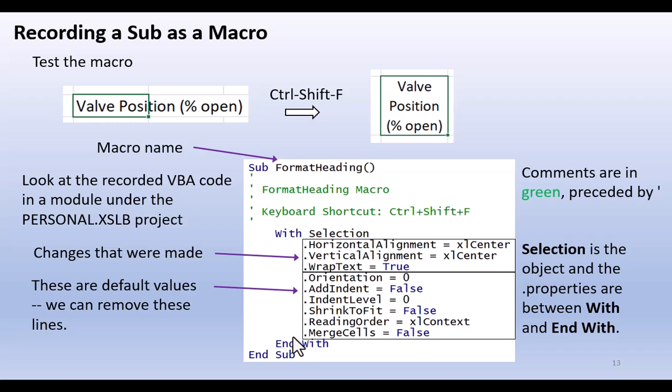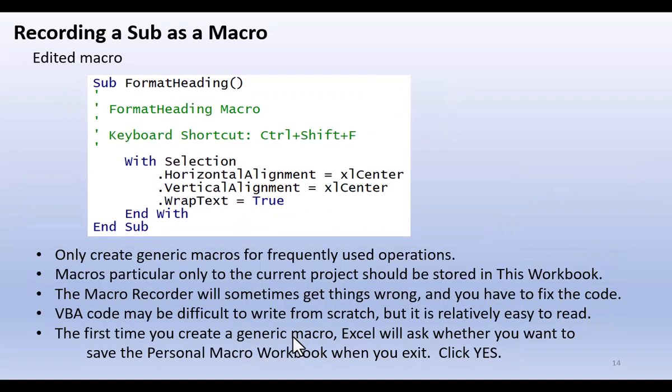And then there's a period, and then there is a property associated with the object, like horizontal alignment here, and then the equal sign means that we assign the constant xlCenter to horizontal alignment. So instead of repeatedly doing selection 9 times, we use With and End With as a little more compact technique. So this is what we ended up with.